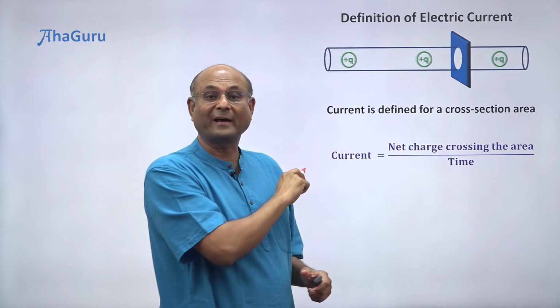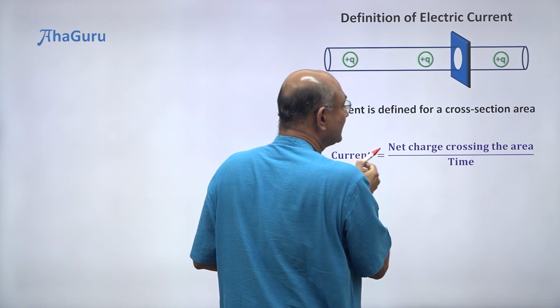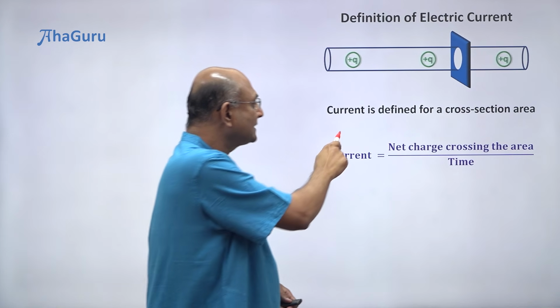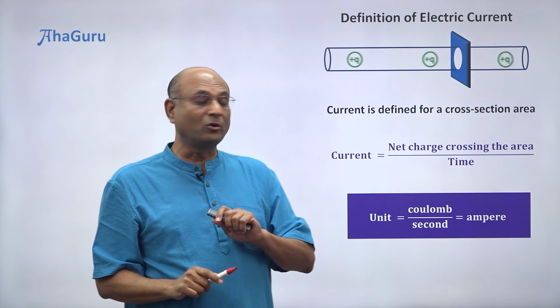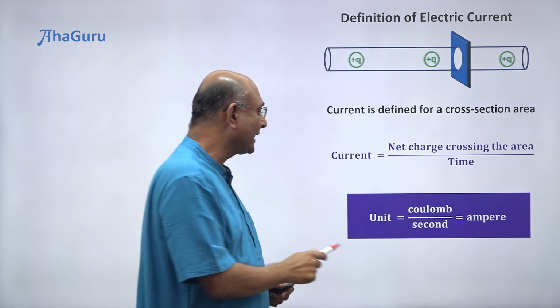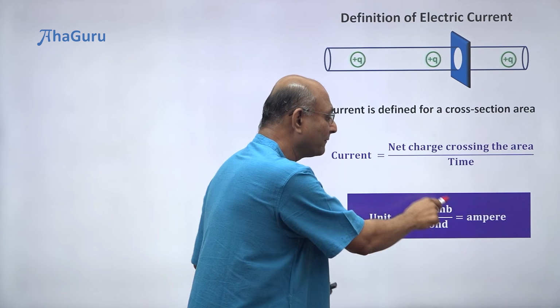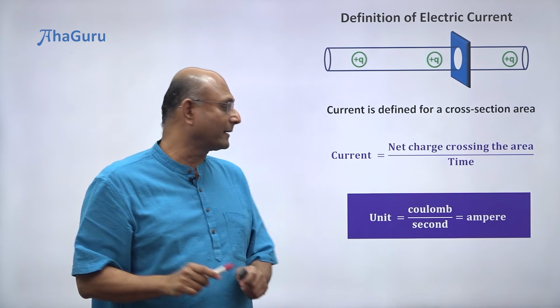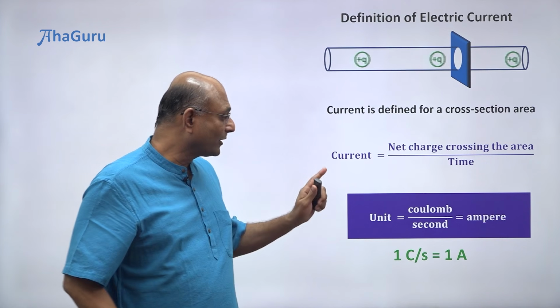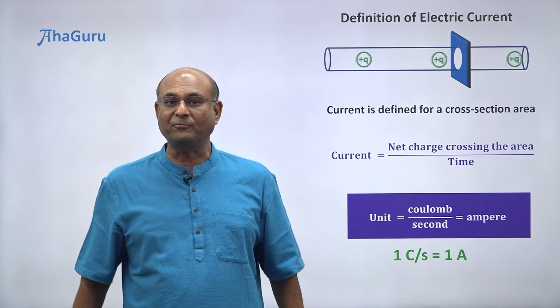So the definition of current is the net charge that crosses this area divided by the time. Charge is measured in units of coulomb, time is in seconds. So the unit of electric current is coulombs per second. We also call this ampere. So 1 coulomb per second is 1 ampere. So ampere is the SI unit of current.